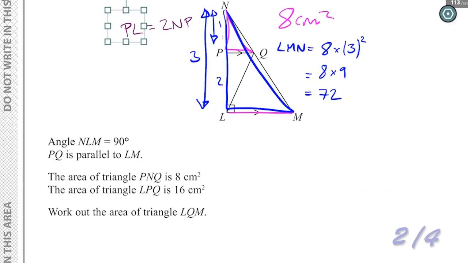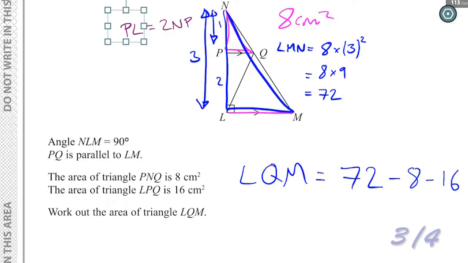So we found the area of LMN is 72. We're only interested in LMQ. So our area of LMQ, or LQM as the question says, is going to be the area of the whole triangle, all the ones they give us, take away 8 and take away 16, giving us 48 centimeters squared. So you get marks for just 48.